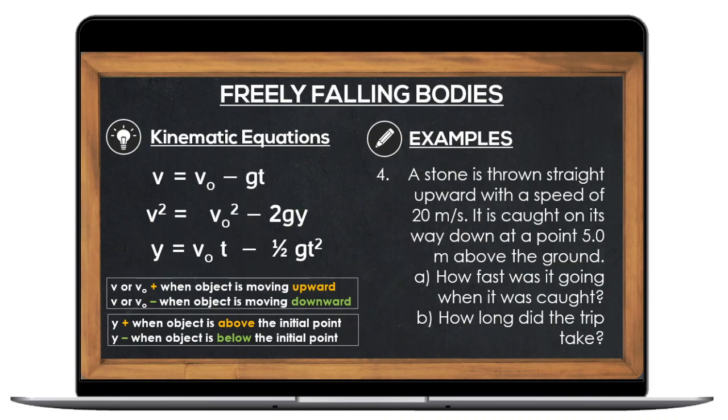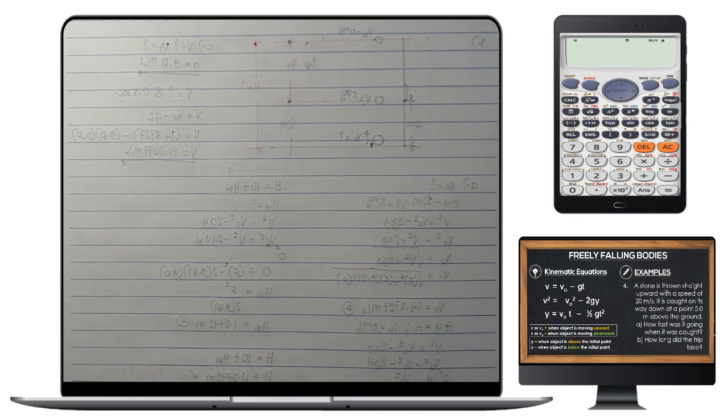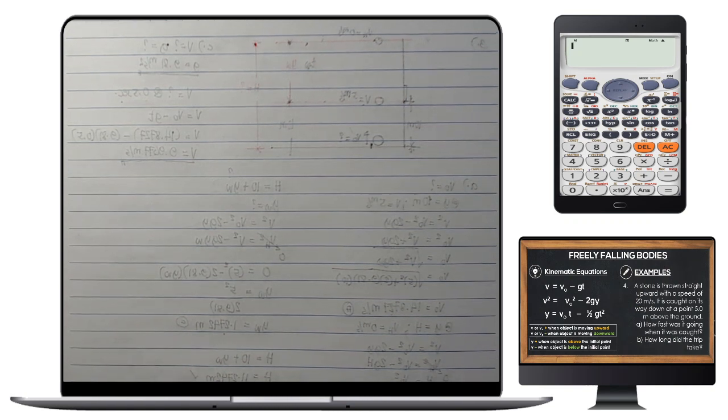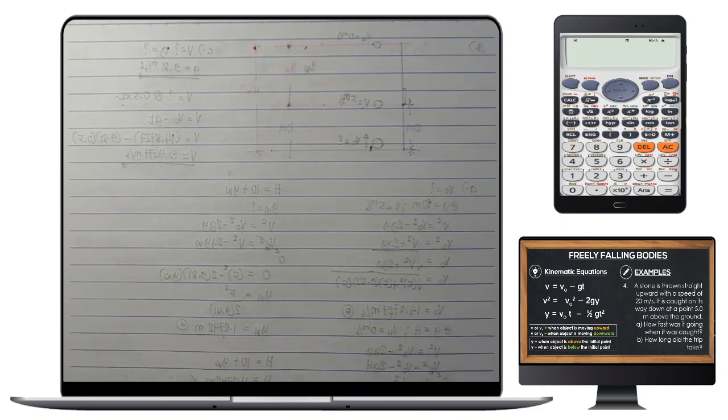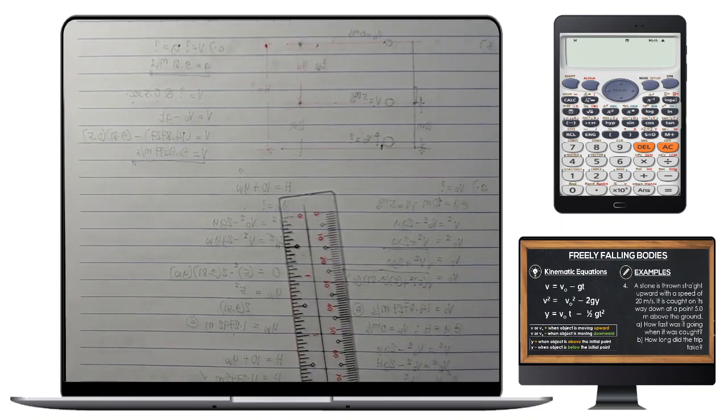Let's have number 4. A stone is thrown straight upward with a speed of 20 meters per second. It is caught on its way down at a point 5 meters above the ground. So how fast was it going when it was caught? And how long did the trip take? Okay, so let's have the figure for number 4.